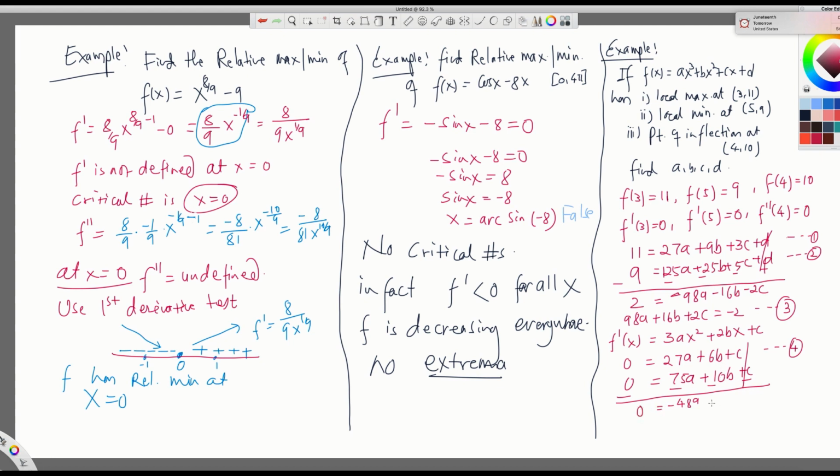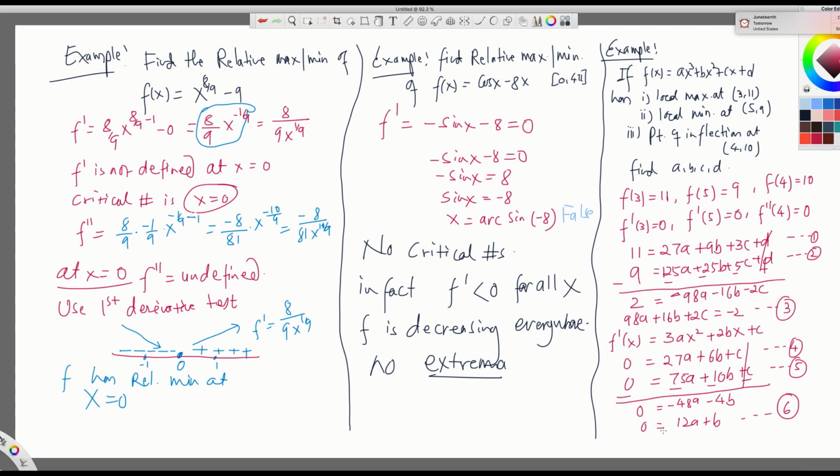And then minus 4b. You see that? So what do you get? If you simplify that, basically, let me divide by -4. What do you get? 0 equals to 12a plus b, this is equation 5, and this is equation number 6. Now we are getting closer, right?